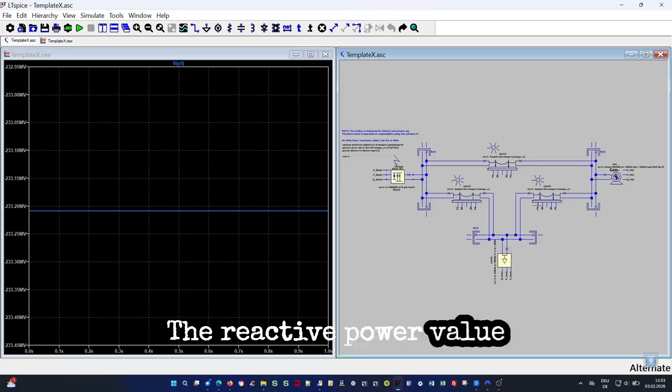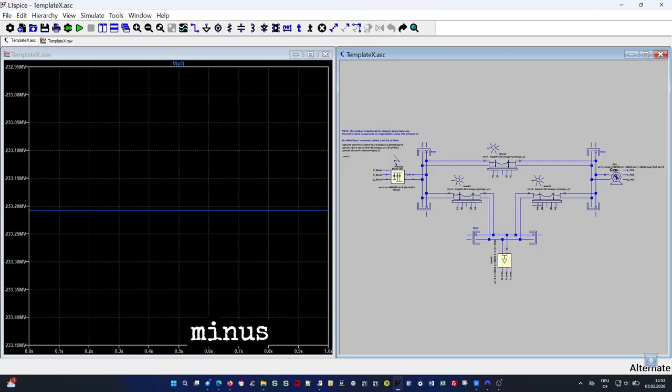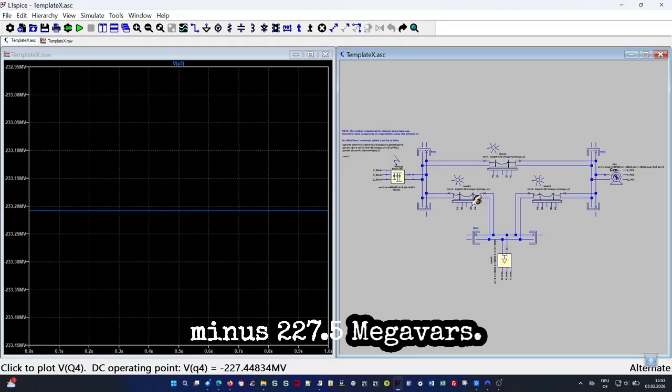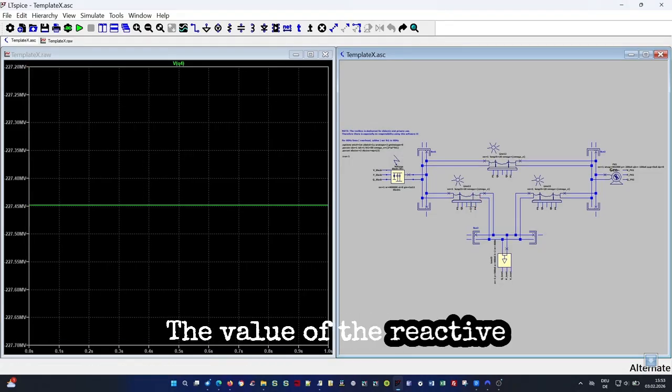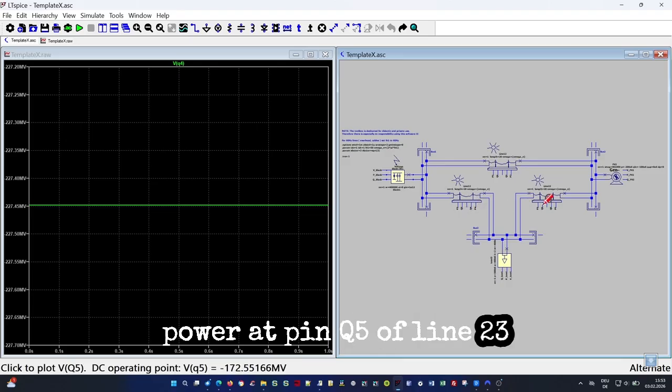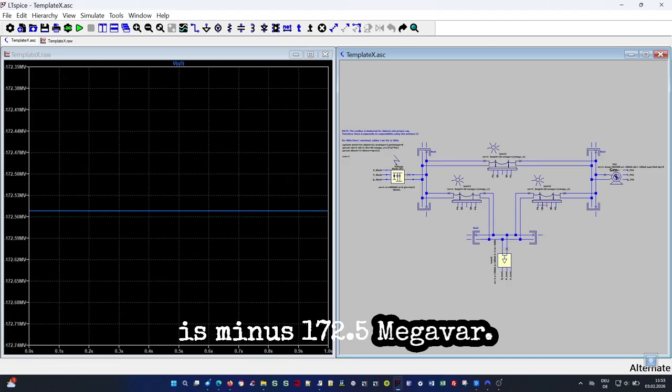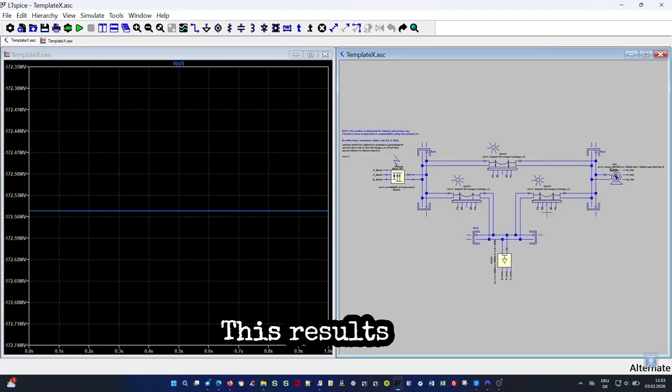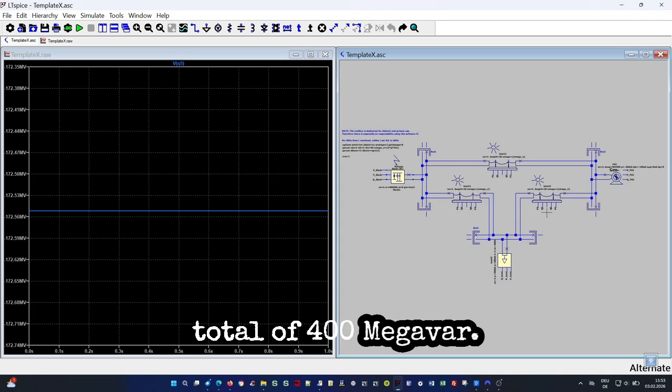The reactive power value at pin Q4 of line 13 is minus 227.5 megavars. The value of the reactive power at pin Q5 of line 23 is minus 172.5 megavars. This results in a total of 400 megavars.